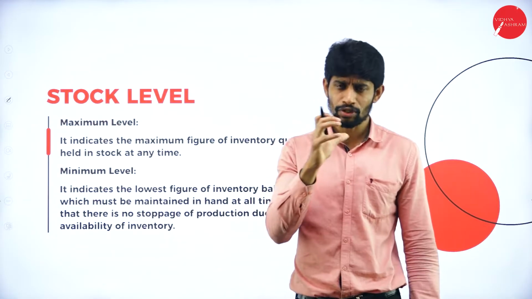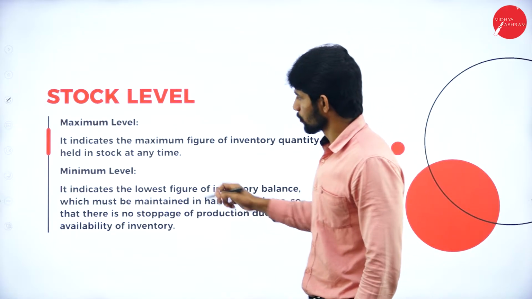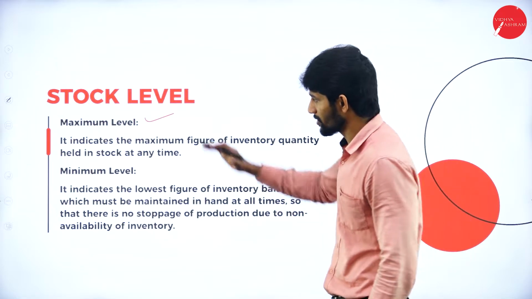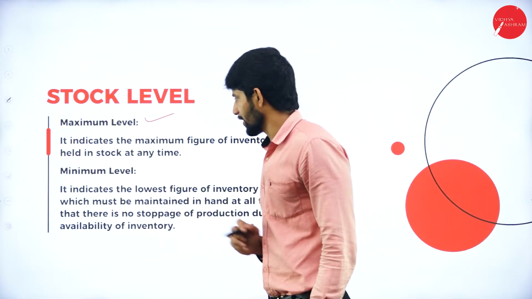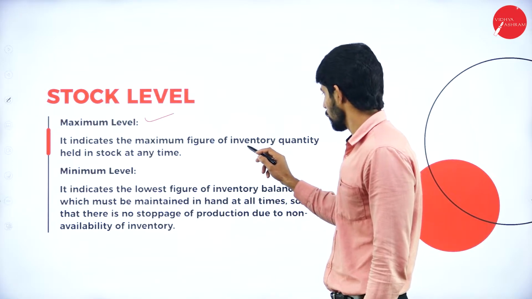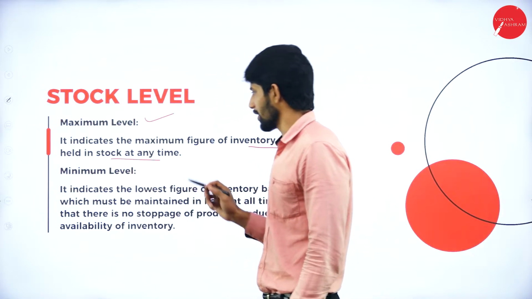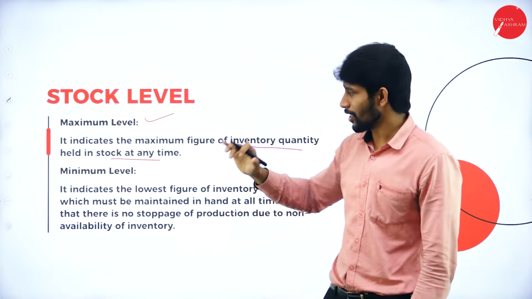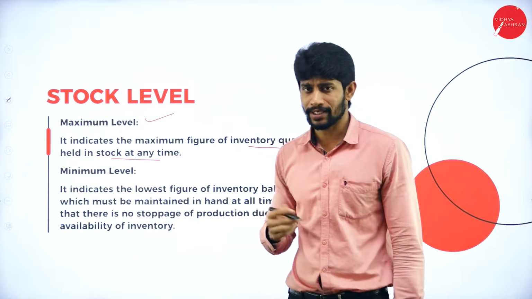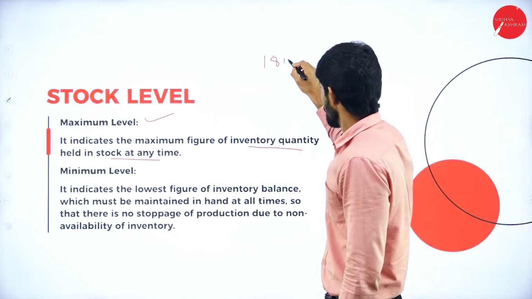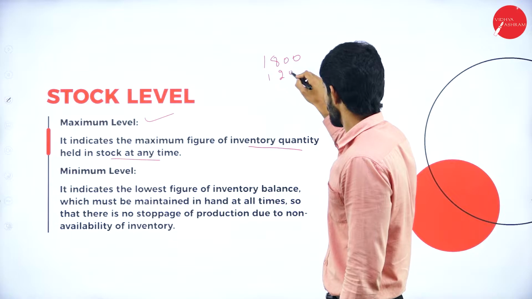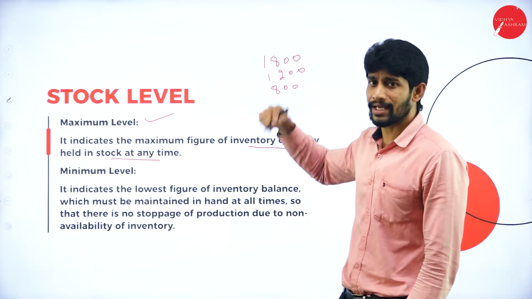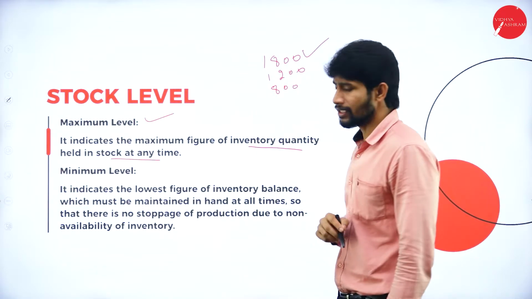Next, stock level. In stock level, mainly we have four types. The first is the maximum level. So what is this maximum level? It indicates the maximum figure of inventory quantity held in stock at any time. That means whatever maximum quantity they have held in a particular duration will be shown in the maximum level. For example, 1800, 1200 and 800. What is the maximum level? Yes, 1800 is the maximum level.